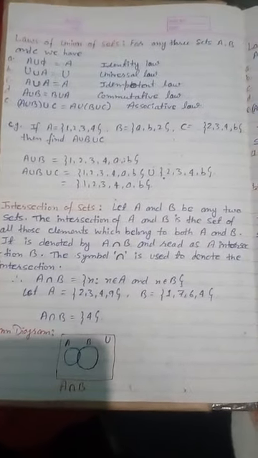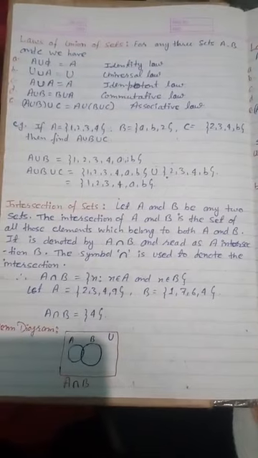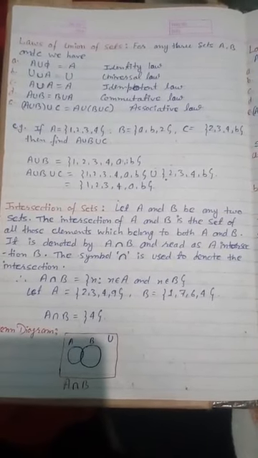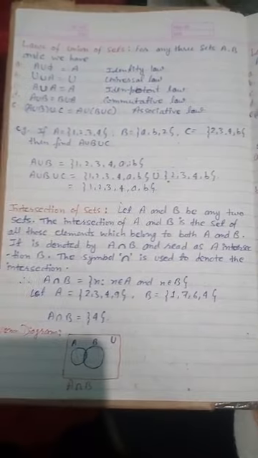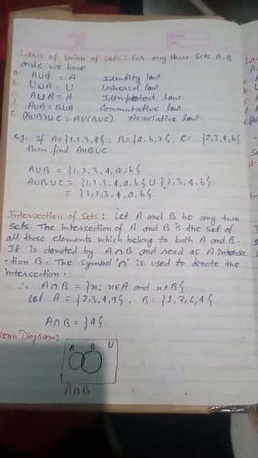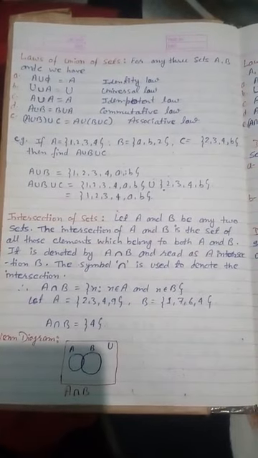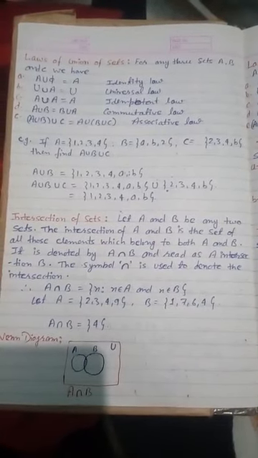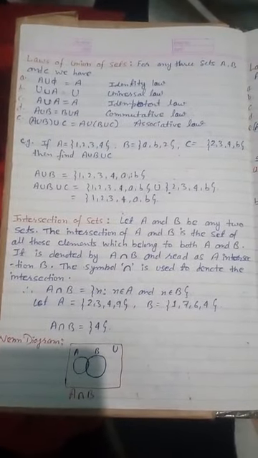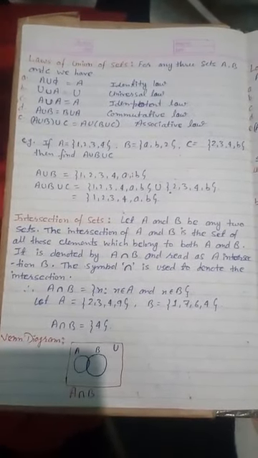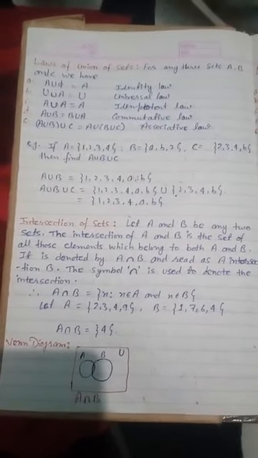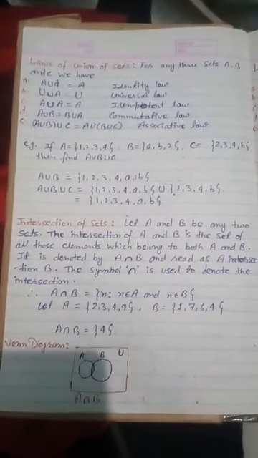Now intersection of sets. Let A and B be any two sets. The intersection of A and B is the set of all those elements which belong to both A and B. It is denoted by A intersection B and read as A intersection B. The symbol ∩ denotes intersection. For example, let A equal {2, 3, 4, 9} and B equal {1, 7, 6, 4}, then A intersection B equals {4}. It means the common elements of both sets form the intersection.